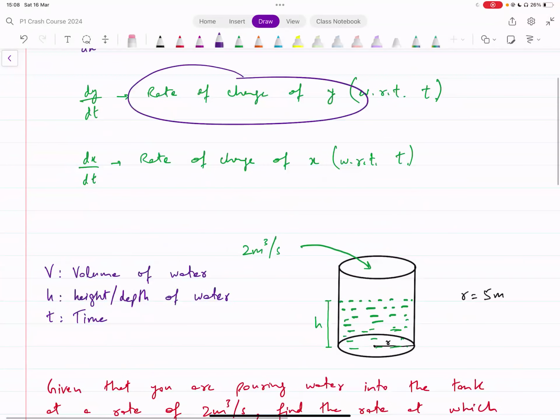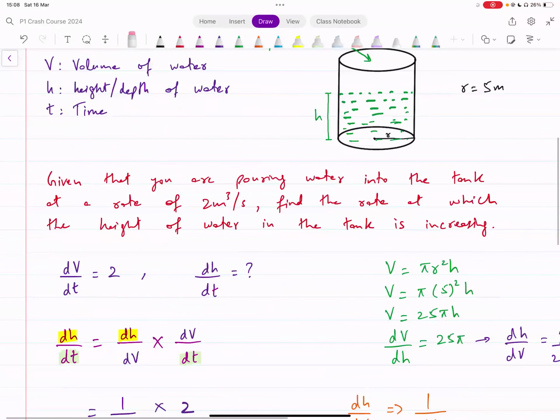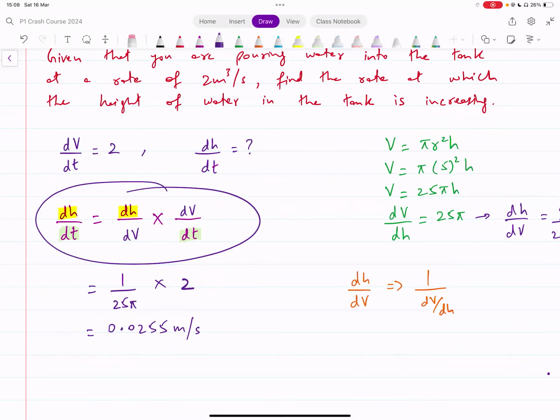Rate of change of y means dy over dt. Rate of change of x means dx over dt. Rate of change of v, the volume, means dv over dt. Rate of change of height means dh over dt, right? That's the notation that we use here. And then using this rule called chain rule, you can find the unknowns that you have.